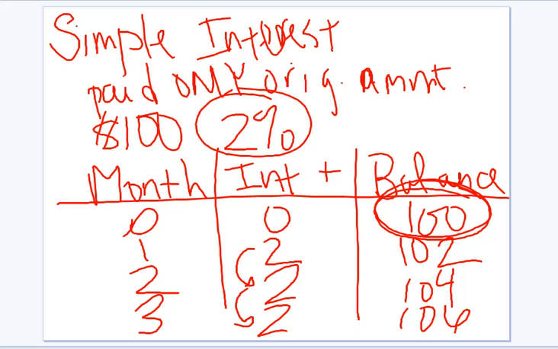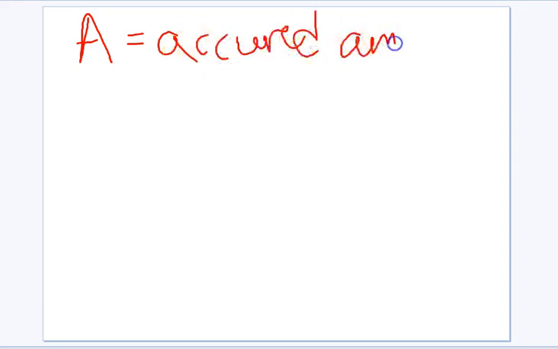When you add numbers over and over again, that's the same as multiplying. So that's where our equation from simple interest comes from. So before we talk about the equation, let's talk about what's going to be in the equation. You're going to see A, which stands for accrued amount, which is basically just the total in your account.